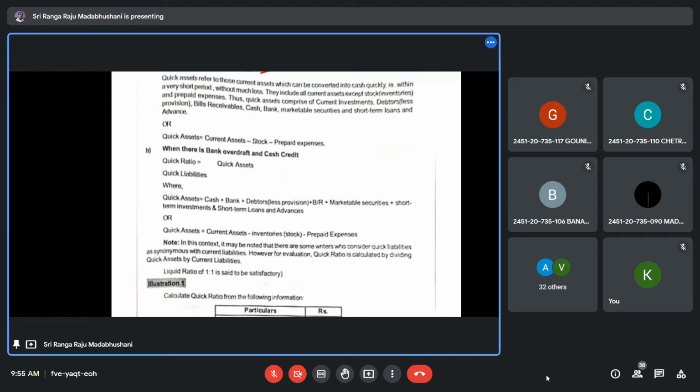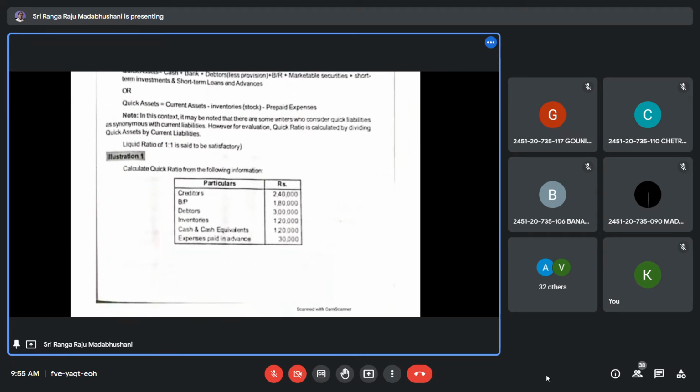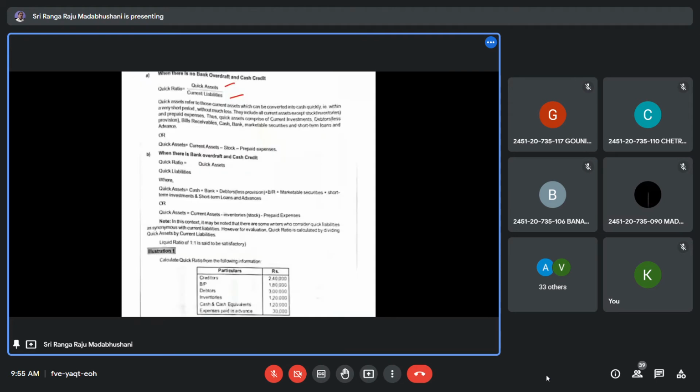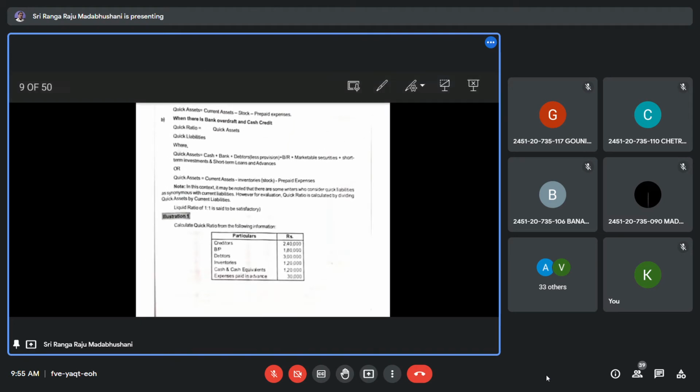So we'll see the problem. In this, they ask you to find out quick ratio and current ratio both. So creditors, current liability; bills payable, current liability; debtors, quick asset; inventories will not be considered. Then cash and cash equivalents only will be considered. And prepaid expenses, advances paid, you will not consider.